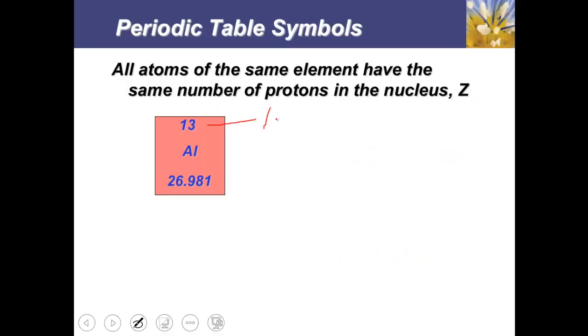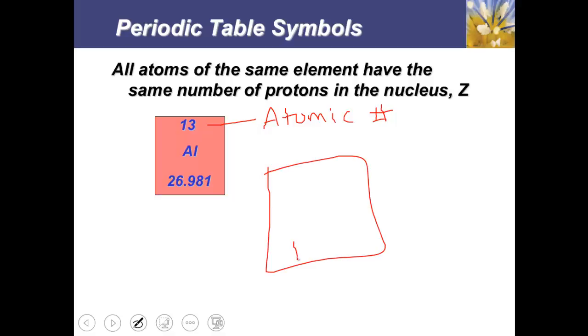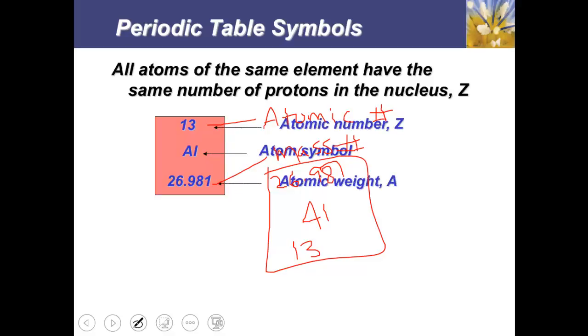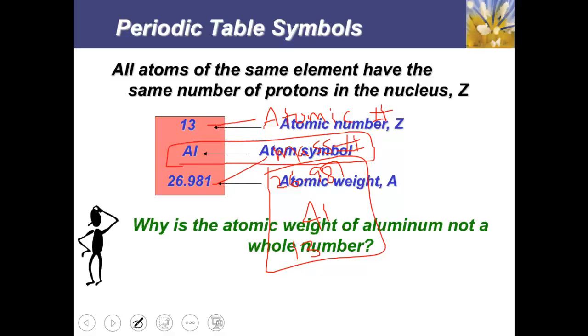Now, this is the atomic number. In the boxes on the periodic table, sometimes the atomic number is upstairs in the box, and sometimes it's downstairs. So it depends upon what periodic table you're looking at. And we know this is the mass number. And so what we'll see is that we will need to know this atomic symbol. What is the symbol for aluminum?